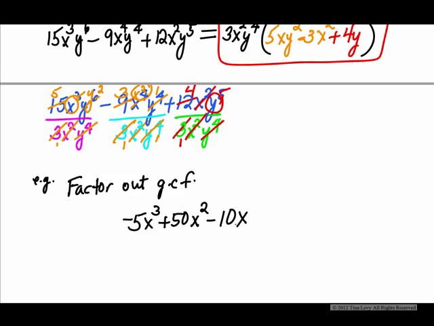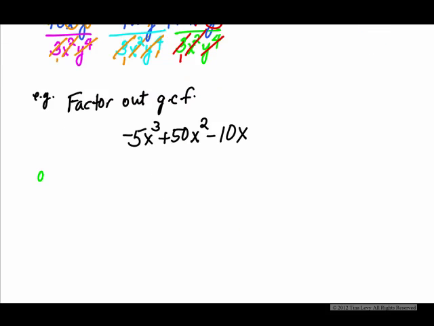Looking at this, we can see that the greatest common factor is with the numbers 5, 50, and 10. The one that can divide all of them, and the largest of that is a 5. And then with the x's, we've got an x cubed, x squared, and an x. The only one that will divide all of them is the x. So it looks like the greatest common factor is 5x.